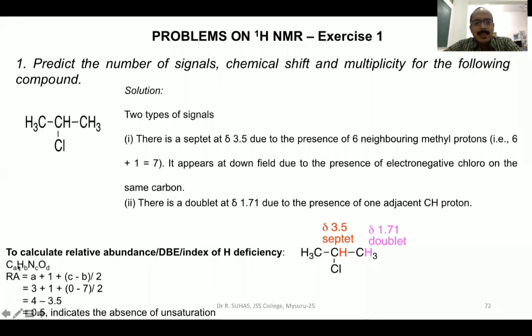So A, in this compound, how many carbons are there? There are 3 carbons, 1, 2, 3. Substitute 3 here, 3 plus 1 plus C. C is nitrogen. We do not have nitrogen in this compound, so 0, minus B. B is hydrogen. 3 plus 3 is 6, 6 plus 1 is 7, 0 minus 7 by 2. So 3 plus 1 is 4, 7 by 2 is 3.5. So 4 minus 3.5 is 0.5. This indicates that there is no unsaturation in the compound.